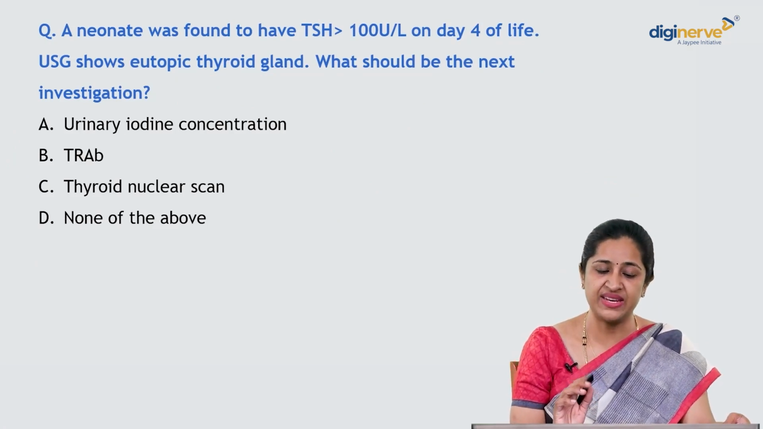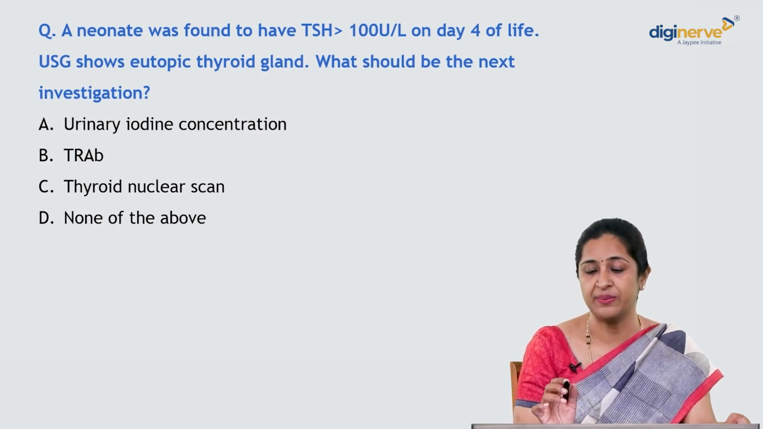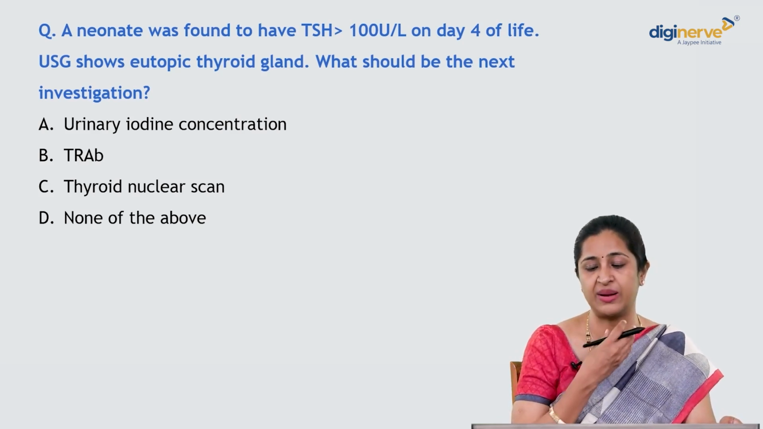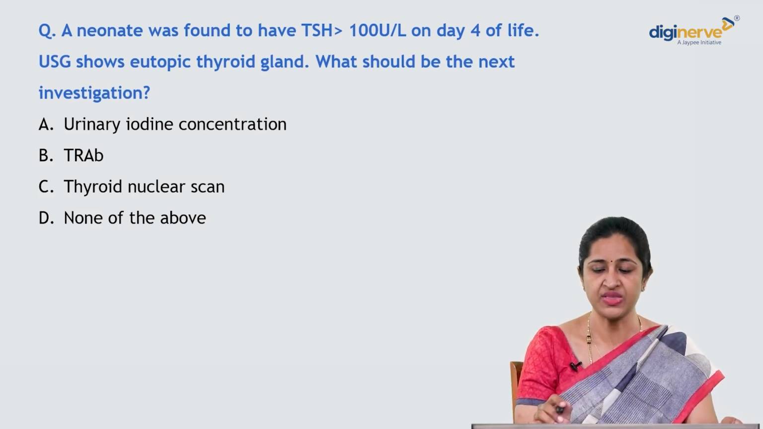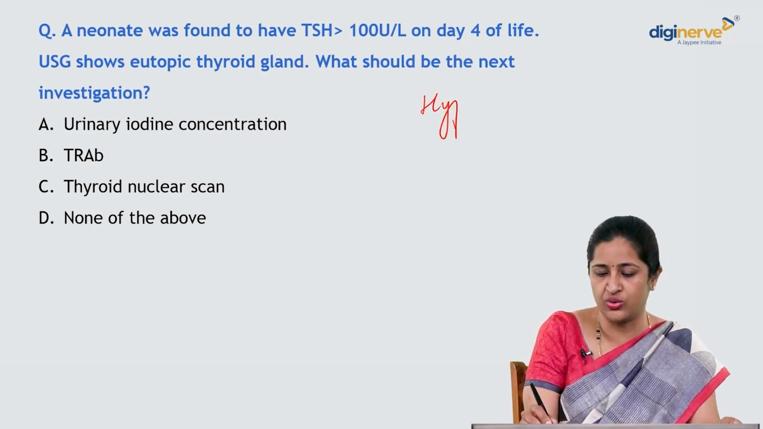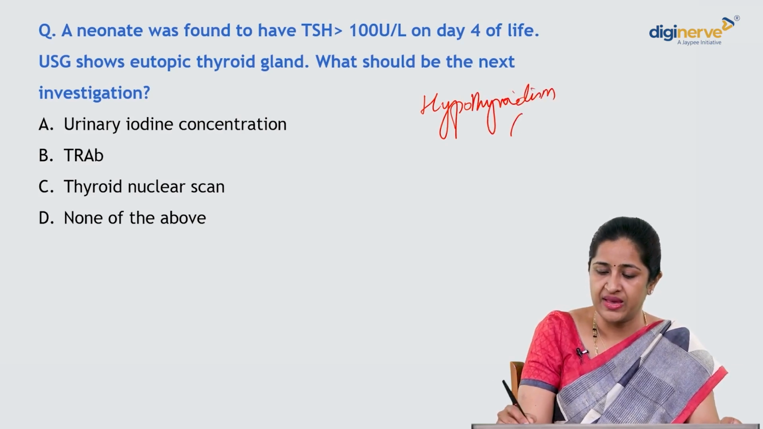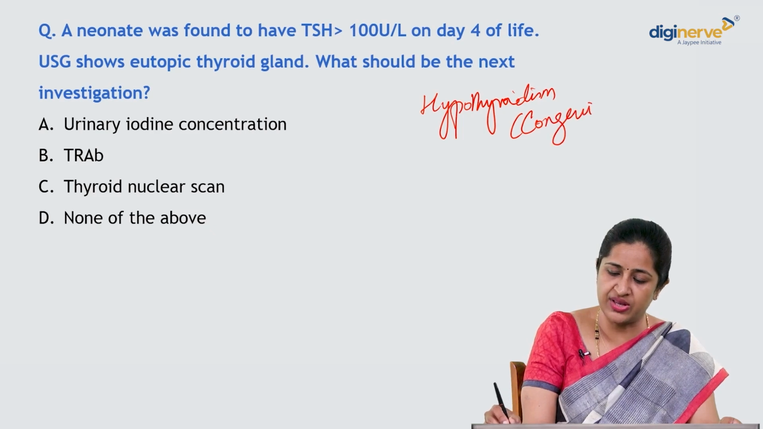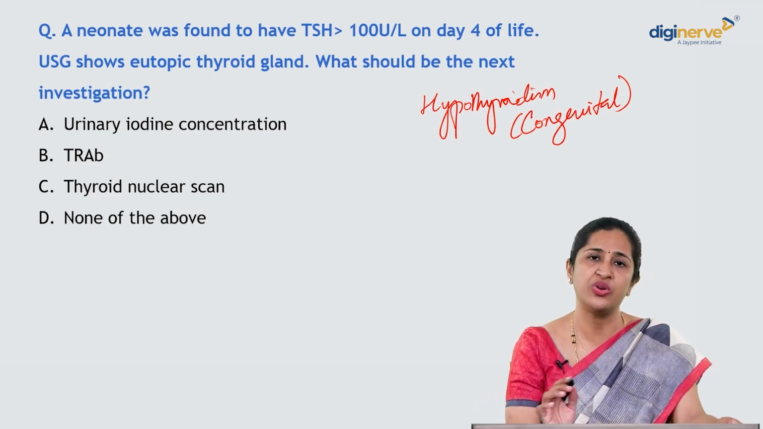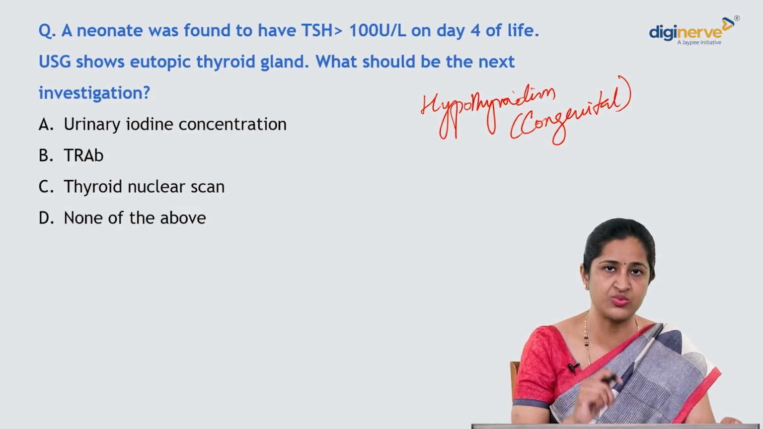Next question. A neonate was found to have a thyroid stimulating hormone of more than 100 international units per liter on day 4 of life. Ultrasound shows a eutopic thyroid gland which is present in place. What should be the next investigation? So you have this hypothyroid neonate, most probably congenital hypothyroidism. But the thyroid gland is still present in place. So how do you want to diagnose that? The thyroid gland is there. Then why does the child have hypothyroidism? This is what you want to find out.